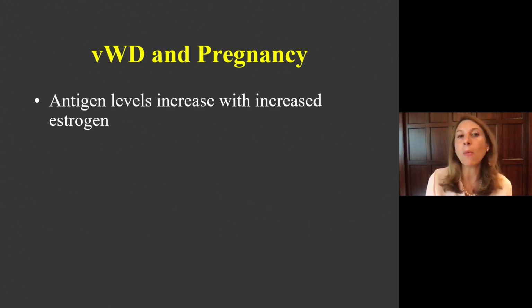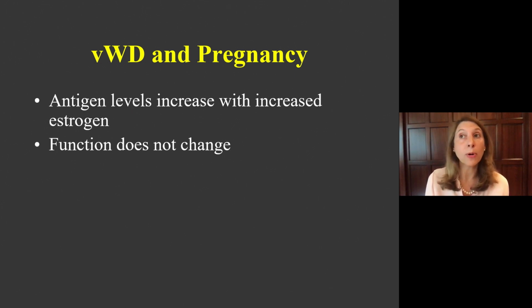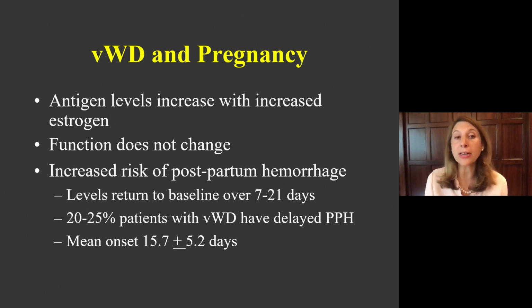So now a little bit about what happens to von Willebrand disease in pregnancy. Antigen levels increase with the increased estrogen on board during pregnancy, but the function doesn't change. So if a person has type 2 with the functionality issues, even though their levels may increase, they still will have the functionality issues. So there's an increased risk of postpartum hemorrhage in patients with von Willebrand disease. Levels usually return to baseline as the estrogen drops over 7 to 21 days in the postpartum period. And that's really when patients are at risk of bleeding.